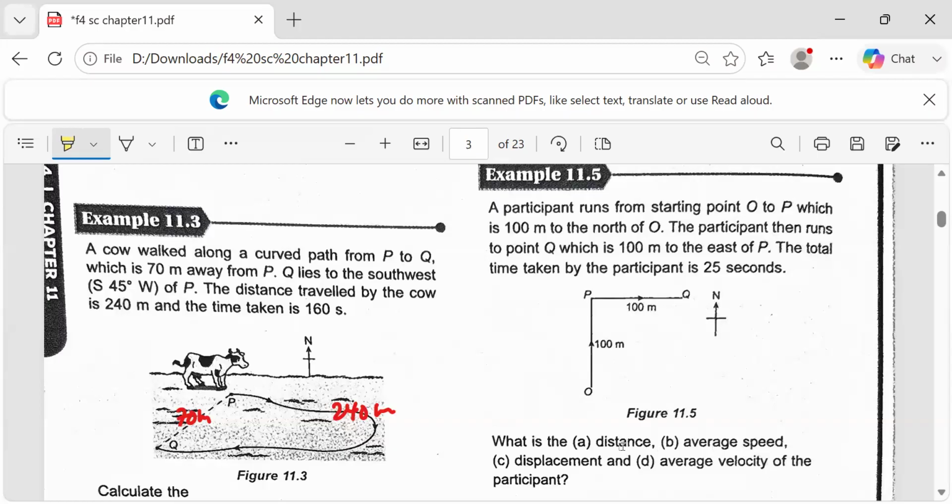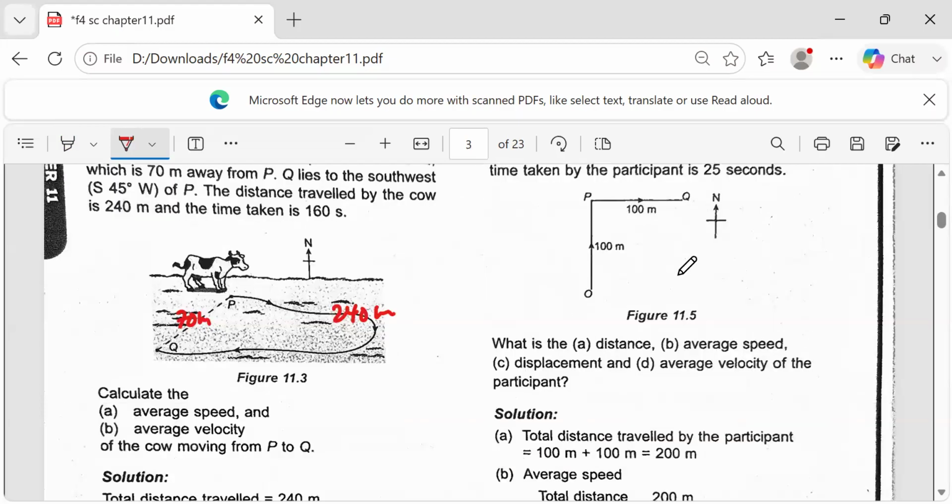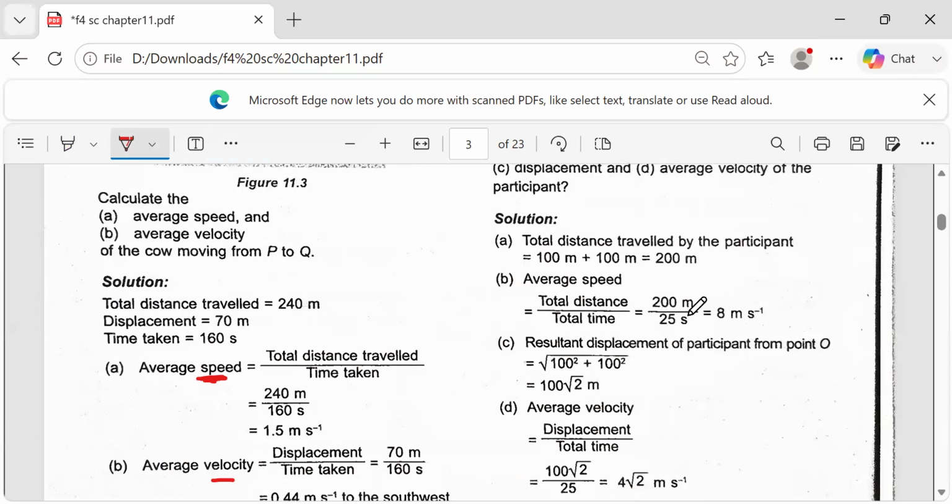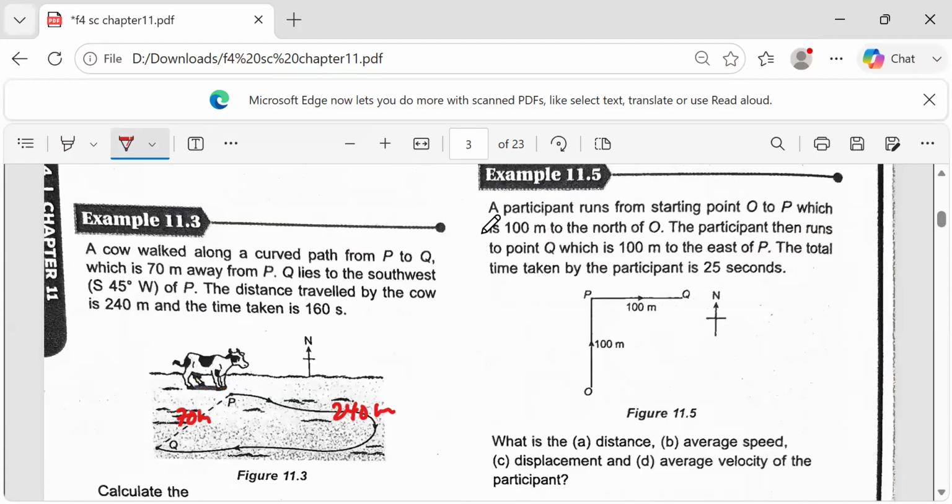A participant runs from the starting point O to P which is 100 meters to the north, and then he runs to point Q, which is 100 meters to the east. The total time taken is 25 seconds. So the total distance is 200 over 25 seconds. Alright? So this is his speed.